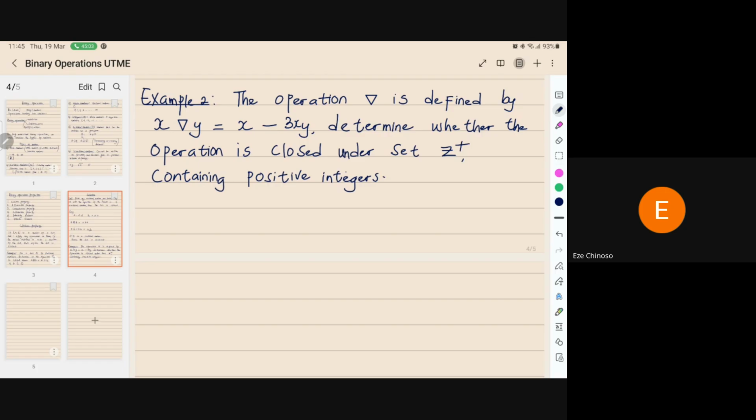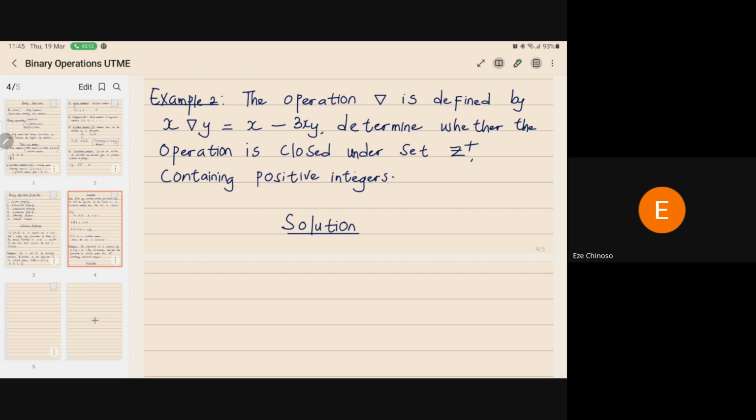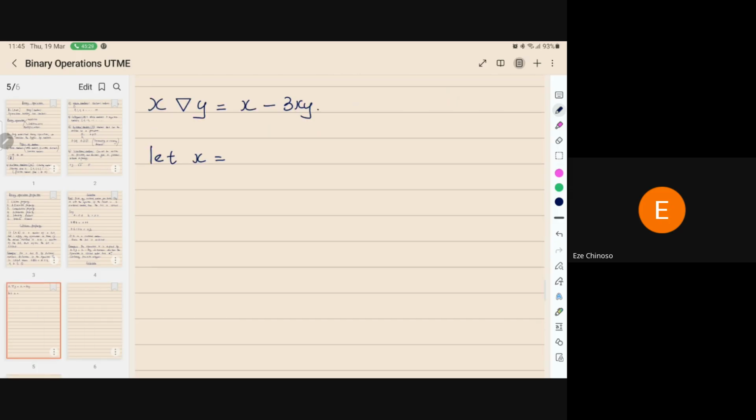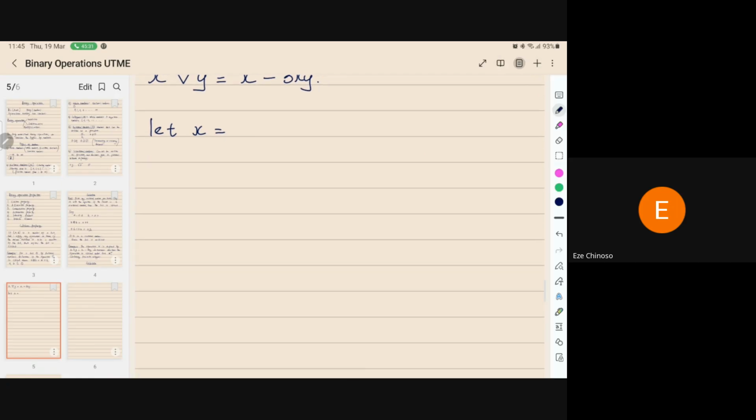All right. So like always, like I told you, we'll just go ahead and pick out numbers, right? Pick any positive integers. So we'll have that very operation right here. We'll have x, we'll have that symbol, we'll have y, then we'll have x minus 3xy. So what can we say? Let x be, let's say, 3, and then let y be equal to 6. When we plug in those values, it should give us what? A positive integer. If it does, that means the set is closed.